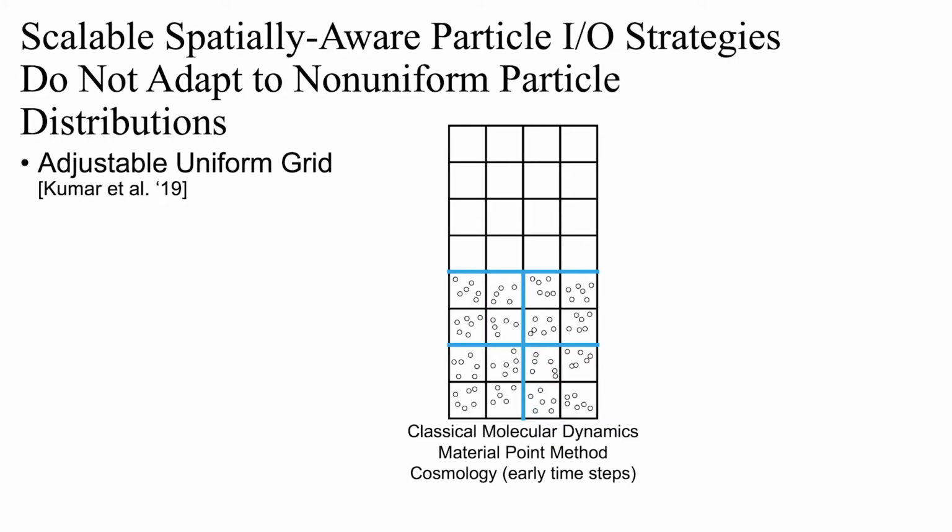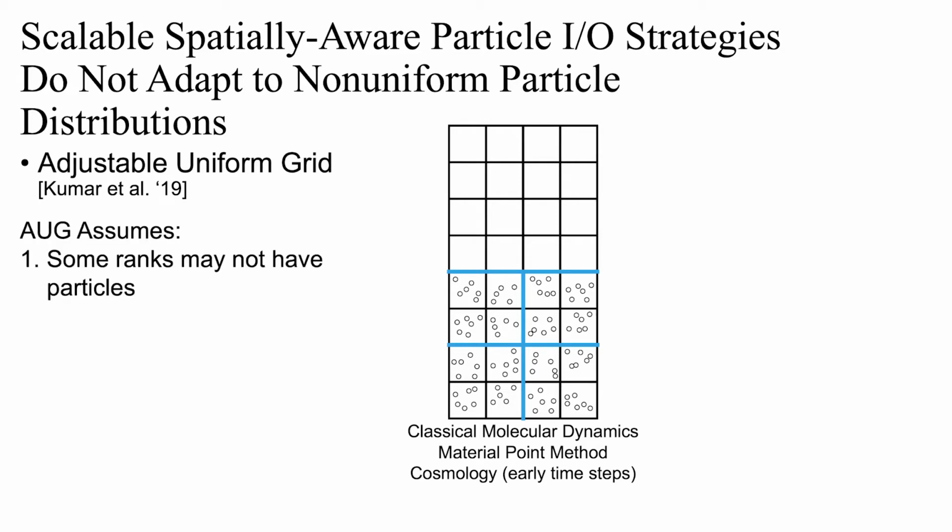Our own prior work, Kumar et al. 2019, on the adjustable uniform grid for spatially aware particle I/O does output a viz-tailored file structure with a level of detail of particle ordering just by reshuffling the particles. However, this previous approach relies on three assumptions about the particle distribution to allow it to optimize for speed of the I/O pipeline. The first is that some ranks may not have particles, as shown here.